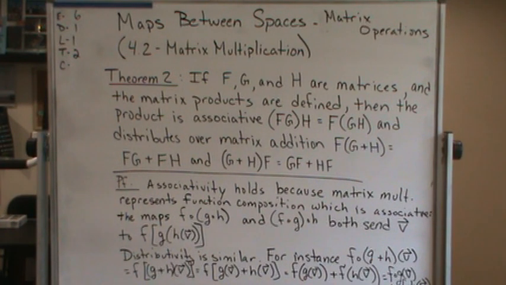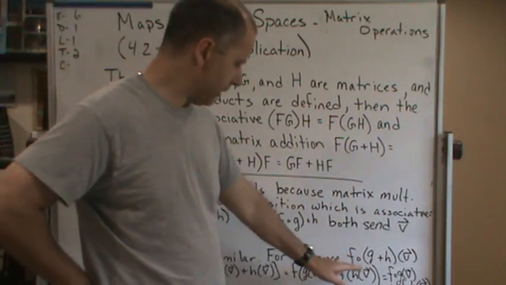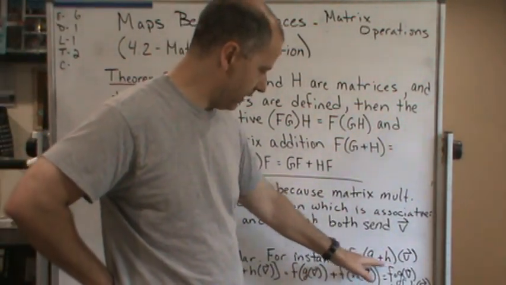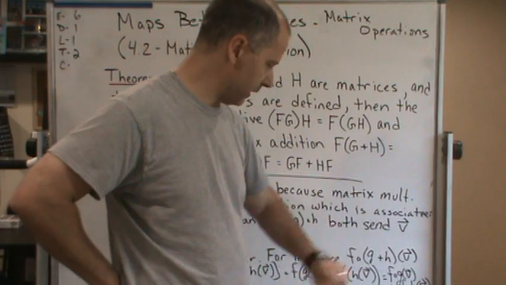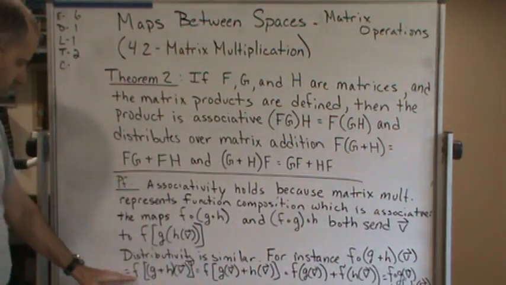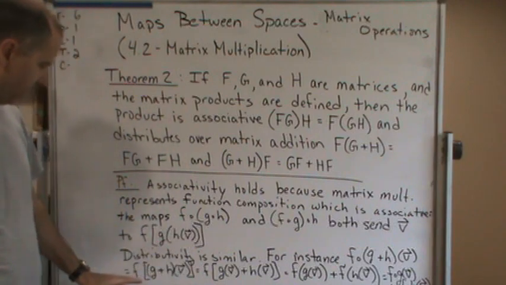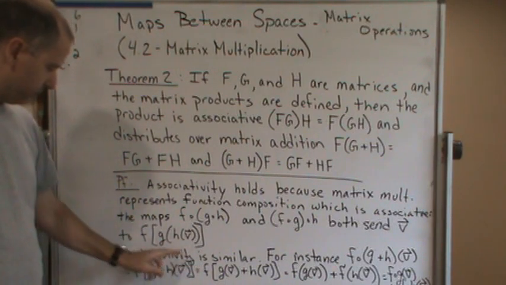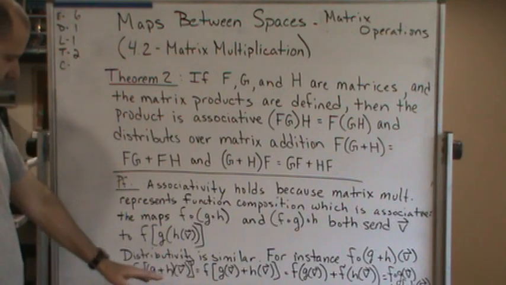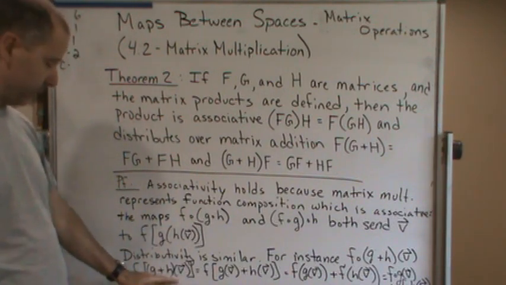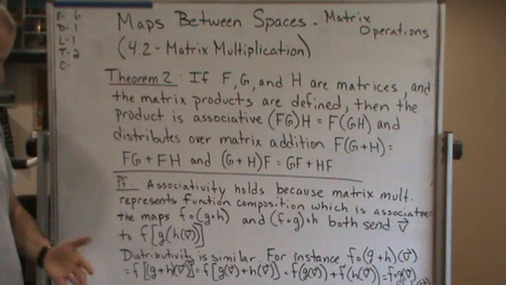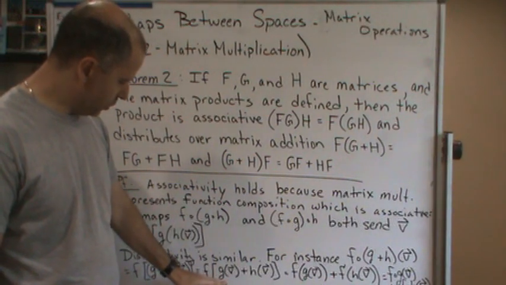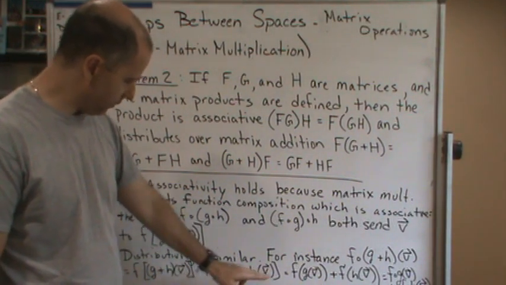Okay? So now distributivity is similar because, for instance, if we take the composition of F and the addition of these two vectors, so F circle the sum of G plus H, that's going to be equal to, by definition of a composition, F of the sum G plus H of the function. And then, of course, as we've seen before, we can distribute this across the addition of functions. So that gives us F of G of V plus H of V.